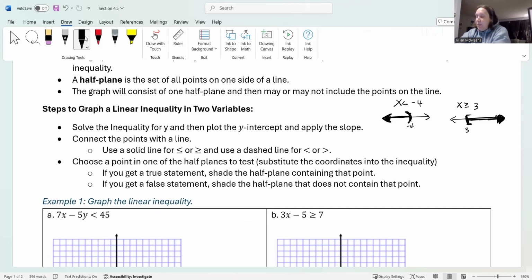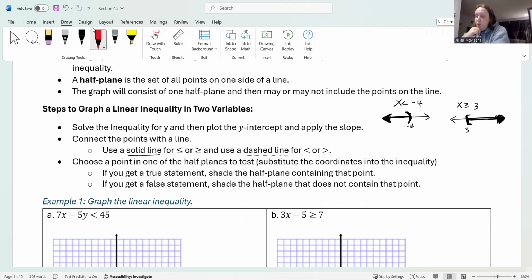Well, now what's happening is we have this line that's acting kind of like that endpoint. We either want to include it or not. If we have an or equals to inequality, we use a solid line. If we have a strict inequality, just plain old less than or plain old greater than, we use a dashed line. That tells the reader you either include the line or you don't include the line.